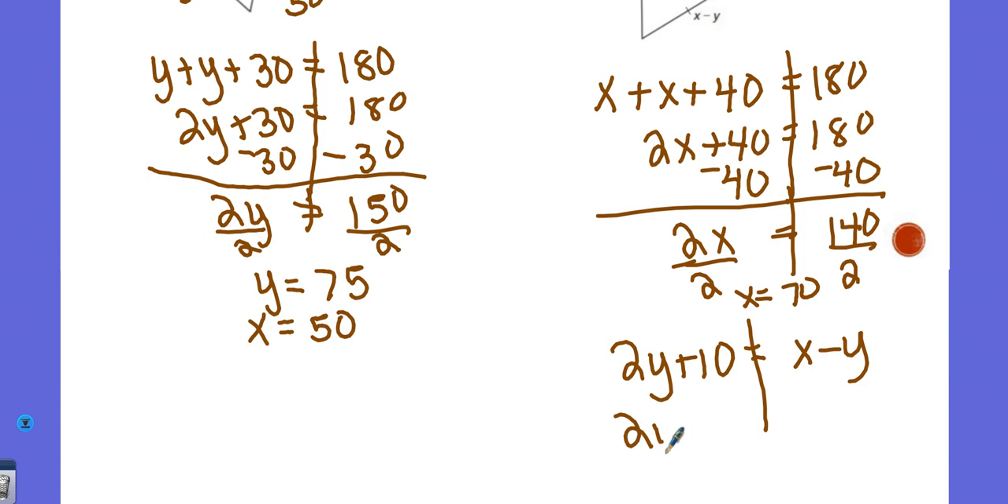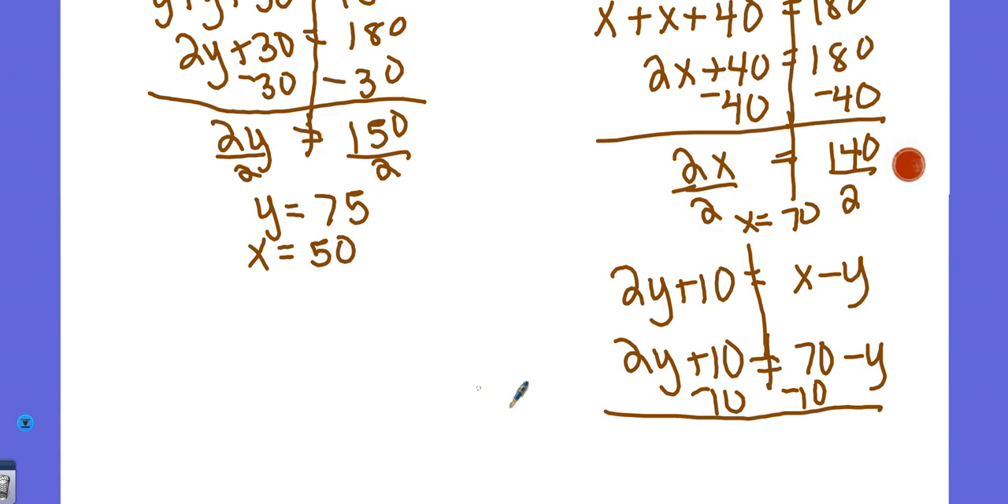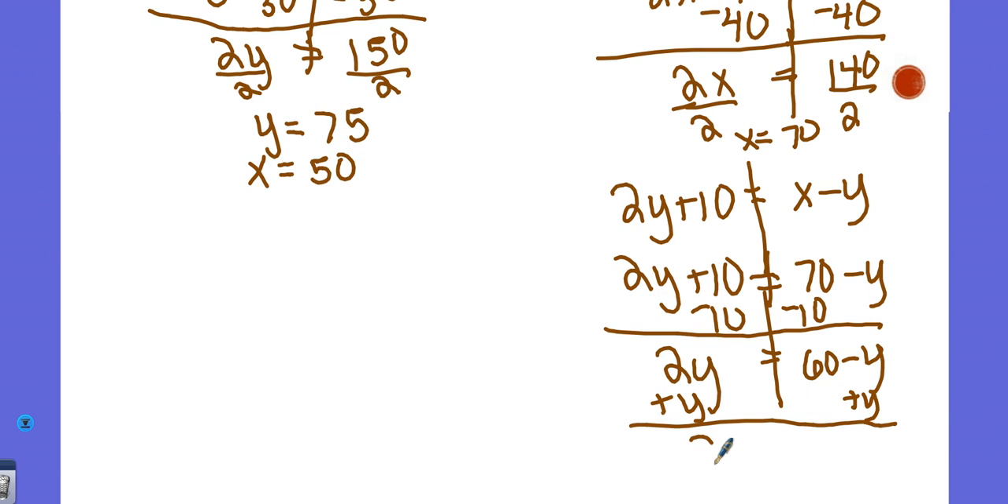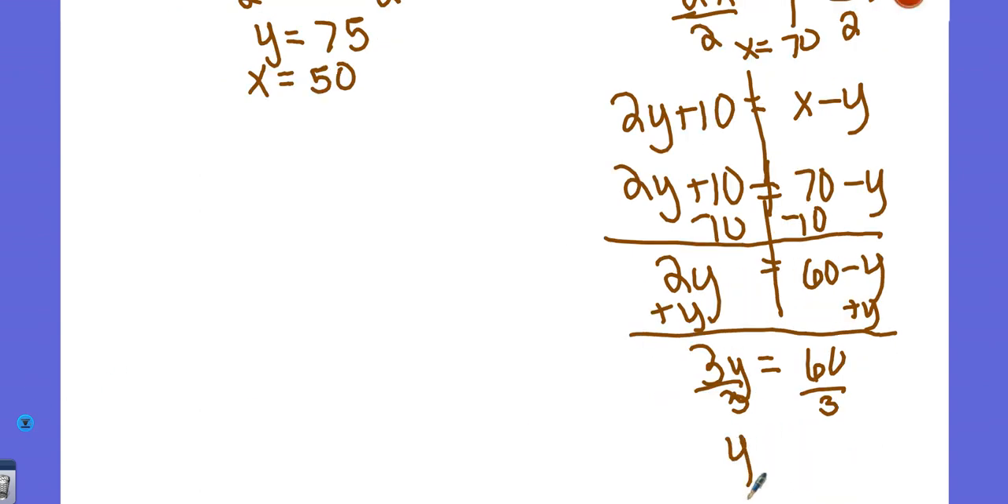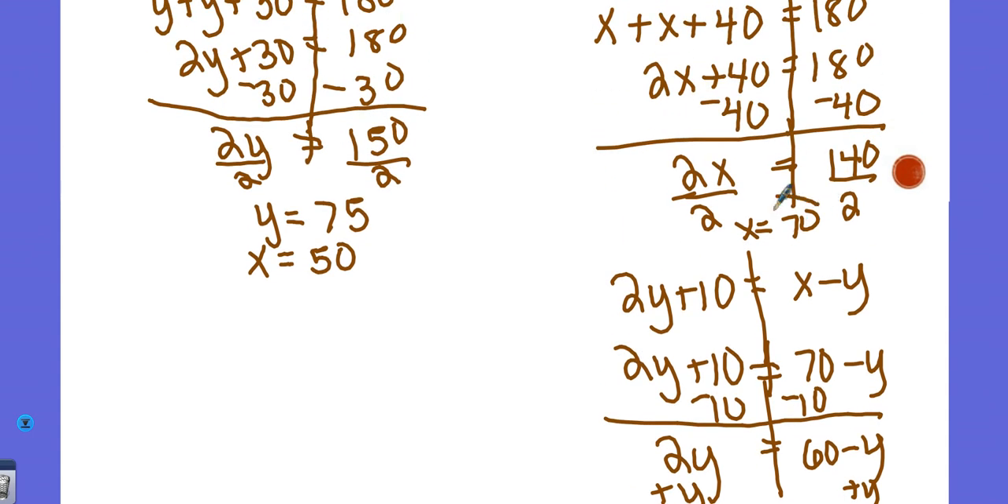So I get 2y plus 10 equals 70 minus y. Minus 10, minus 10. 2y equals 60 minus y. Plus y to both sides. So 3y equals 60, divide by 3, divide by 3, and y equals 20. And we're done with that one. So we found y to be 20 and x to be 70. That's the answer right here.